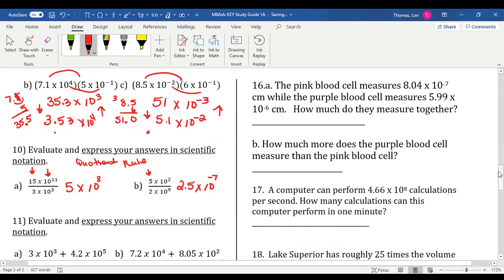So how much do they measure together? So we're just going to make an adjustment here. I'm going to increase this to -6. So if I increase this, I've got to decrease this. So this is 0.804 times 10 to the -6. So we're going to have 5.99, and we're going to add 0.804.